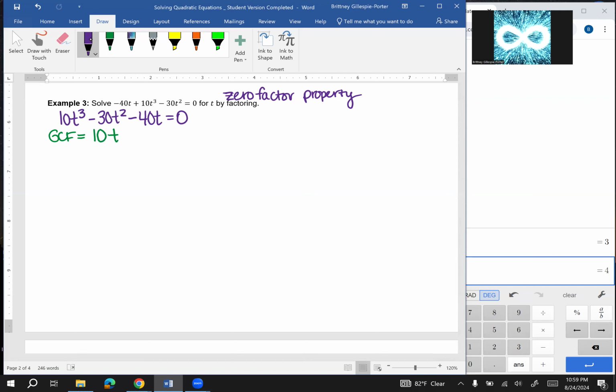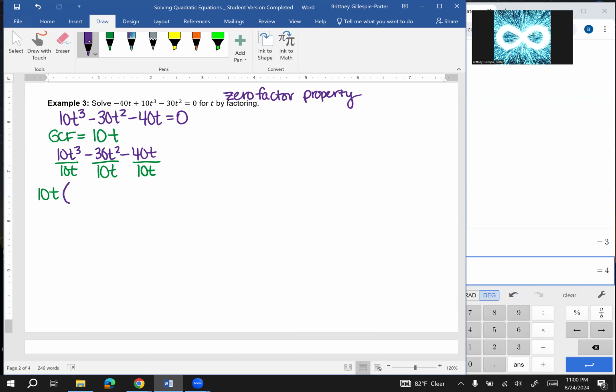This next line you can skip if you're comfortable with it, but I am going to go through and show the work on how to take out that GCF again. Essentially, that means that we are going to divide each of our terms by 10t. So my 10t is going to come out front. You're like, out front of what? We're going to open up a parenthesis.